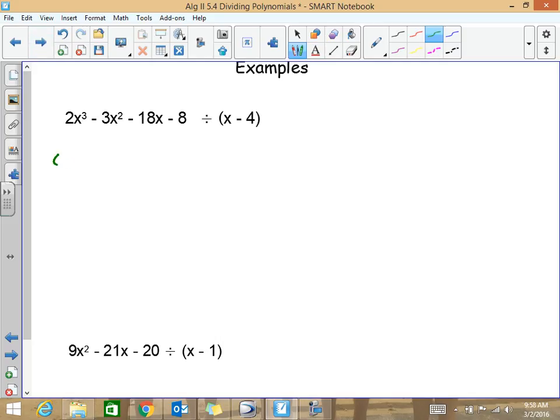4, right? So we're going to take 4 and put it in a box. You can think about it in a couple different ways. You can either think about it as always just putting in the opposite of what it says. So if it says x minus 4, you put in a positive 4, okay? The technical way to think about it is if we're dividing by this factor, we're actually going to be dividing by the root that goes along with that, okay?